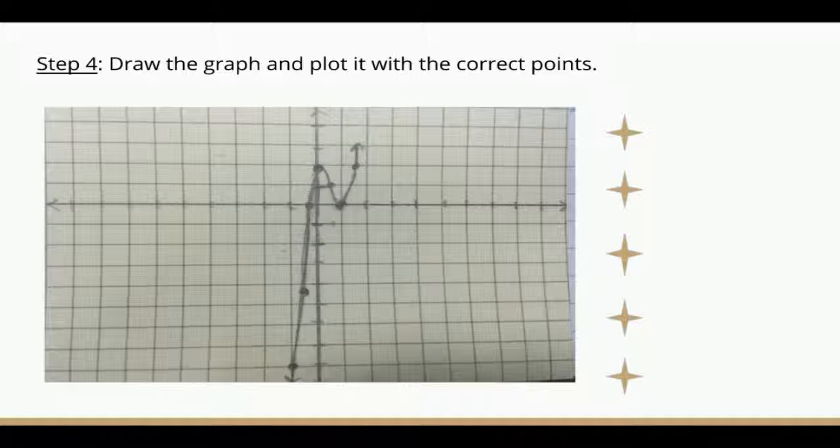Step 4, draw the graph and plot it with the correct points. As you can see, it passes through the x-intercepts and all the points that I put on the table earlier.